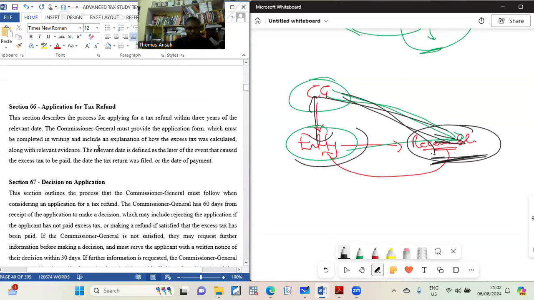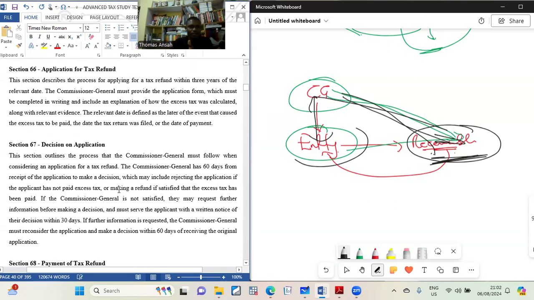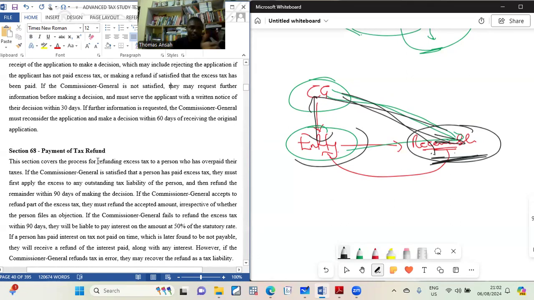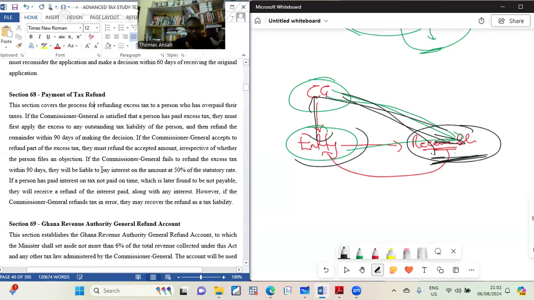All right, so you must apply, and I've shown you the platforms for application. It is the soft copy we are using now, and the CG will look at the issue and give you his decision on the refund, and the payment of the refund will be done. All right, so that is that.